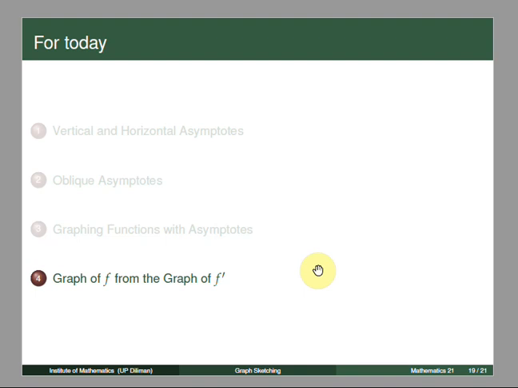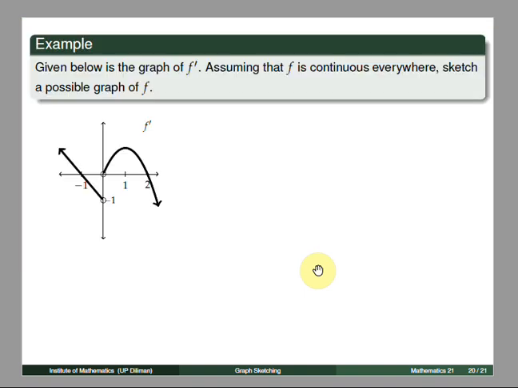Welcome back, everyone. We are now on the last part of the lecture in graph sketching. Here, we are given the graph of the derivative of f, and from this graph, we want to sketch a possible graph of the original function. Let's look at the example. We are given here the graph of f prime. We assume that our function is continuous everywhere, and we want to sketch a possible graph of f.